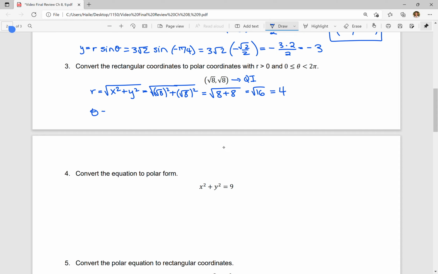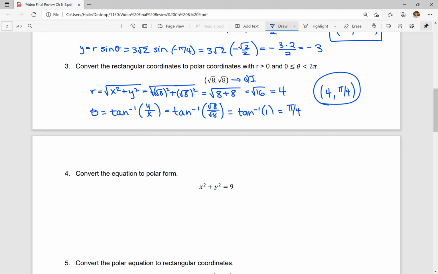And for our angle, we use the formula tangent inverse of y over x, which if we substitute in y and x, we have tangent inverse of the square root of 8 over the square root of 8, which gives us tangent inverse of 1. So finally, to evaluate tangent inverse of 1, I need an angle that has a tangent of 1 but is in quadrant 1. So the only angle that fits this is pi over 4. Alright, so if we write this as a polar point, then our point would be 4 comma pi over 4. And so that is our polar point.